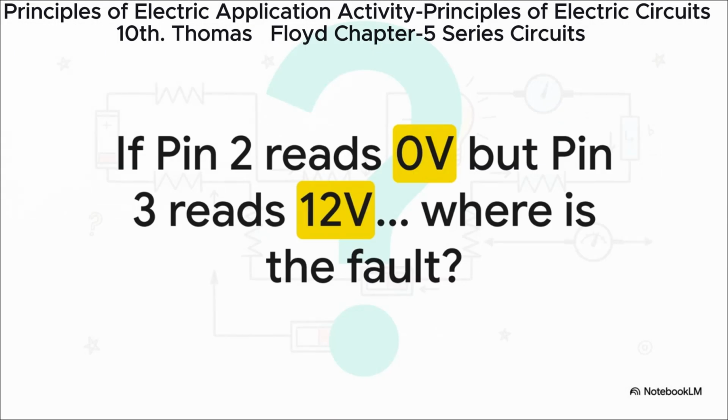So, I'm going to leave you with a little challenge. Check out this voltage divider board. It's hooked up to a 12-volt supply. Now, let's say you take your multimeter, you measure pin 2, and you get 0 volts. But then you move your probe to pin 3, and suddenly you're reading the full 12 volts. So what does that tell you? Which specific component has failed? Use the rules we've discussed today to pinpoint the problem.